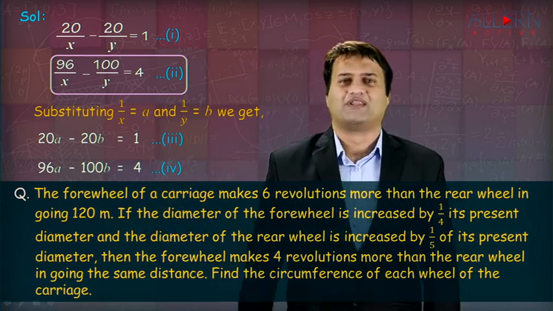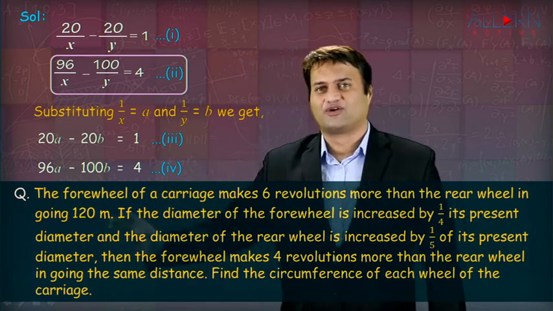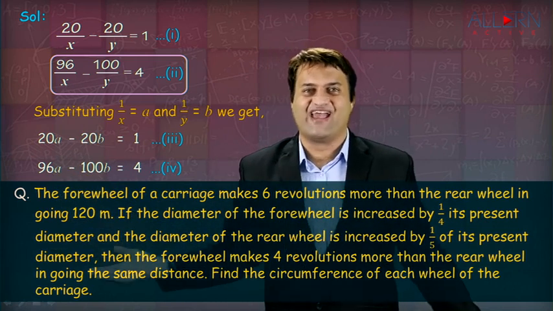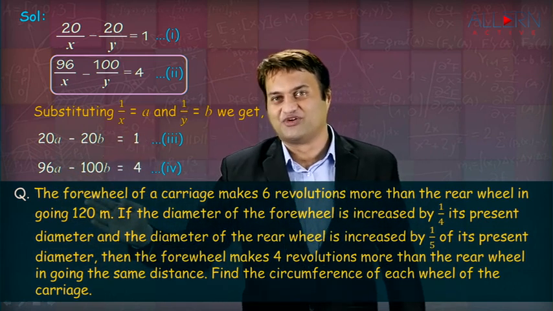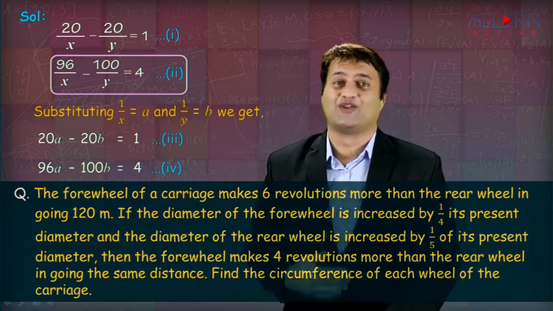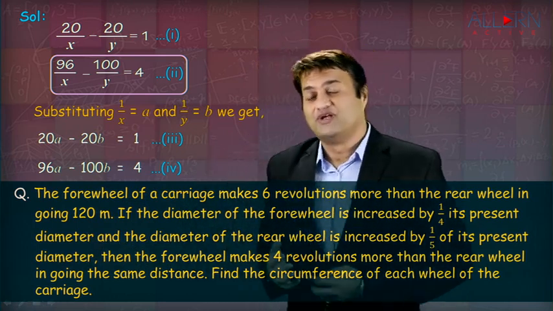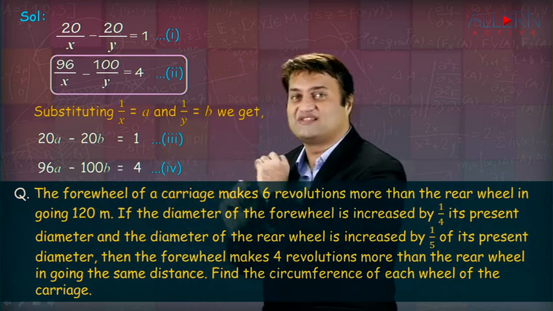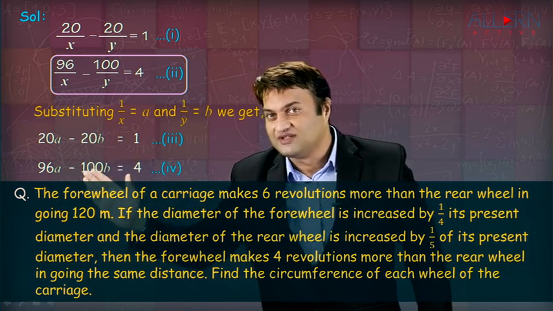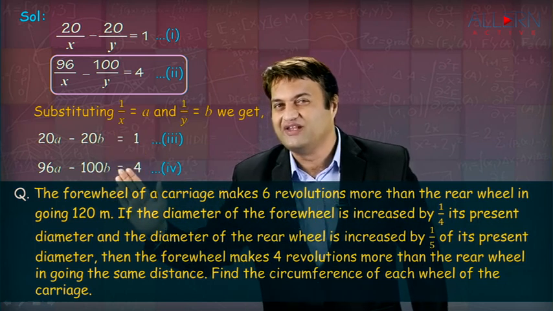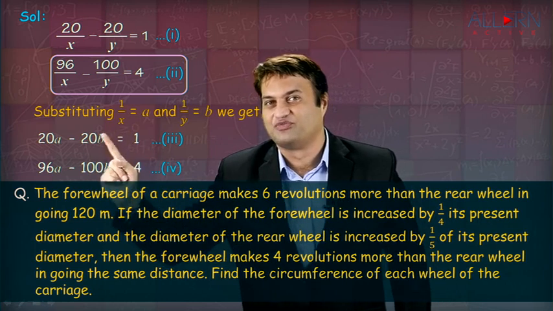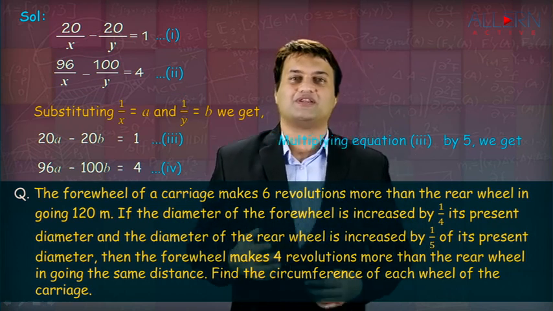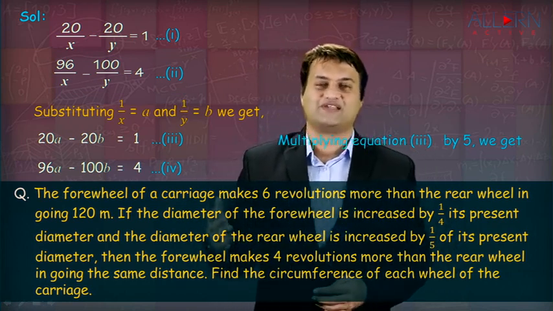Now we need to solve it by the method of equating the coefficients. Look at the coefficients of a. The coefficients are not the same. We can't eliminate a as of now. Look at the coefficients of b. The coefficients are not the same. We cannot eliminate b as of now. So we need to either make the coefficients of a same, or we need to make the coefficients of b same. Now look at the coefficients. Observe, I feel it is better to make the coefficients of b same just by multiplying the third equation by 5. So let's multiply equation 3 by 5 and make the coefficient of b same.